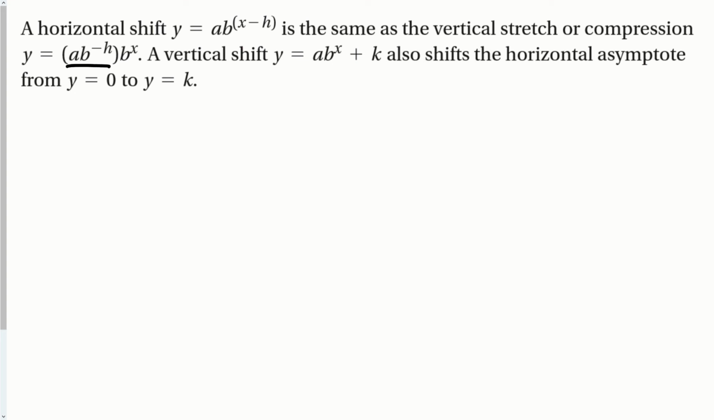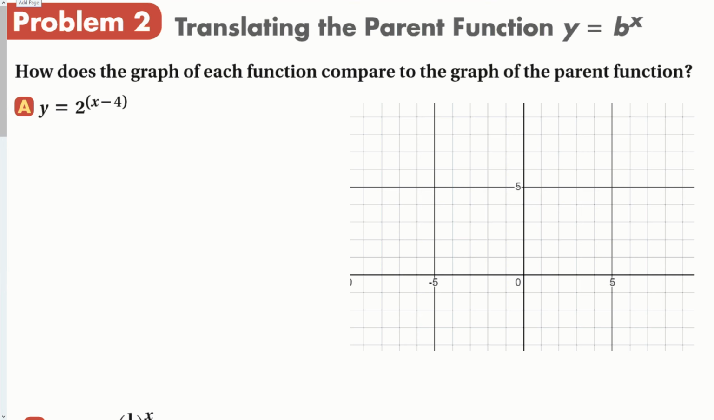But an easier way to think about it is that it shifts the function left or right, and then this one shifts the function up or down. Notice that this is inside the function, so that would be a horizontal shift. This is outside the function, which is a vertical shift. The important thing with a vertical shift is it shifts the asymptote. If it moves the function up, the asymptote is going to go up. If it moves the function down, the asymptote is going to go down.